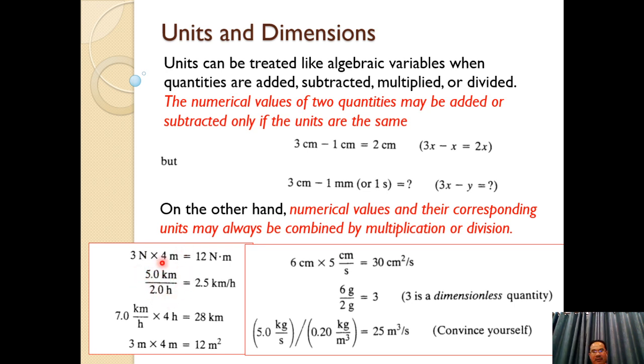This is an example of multiplication, and this is an example of division: 5 kilometer divided by 2 hours. The value is 2.5. The unit is kilometer per hour, a new unit. Now another division example: 6 gram divided by 2 gram, you get 3 gram per gram. It's the same unit, so it cancels. You get no unit for this. We call this a dimensionless quantity. Okay, this is the example of unit and dimension.